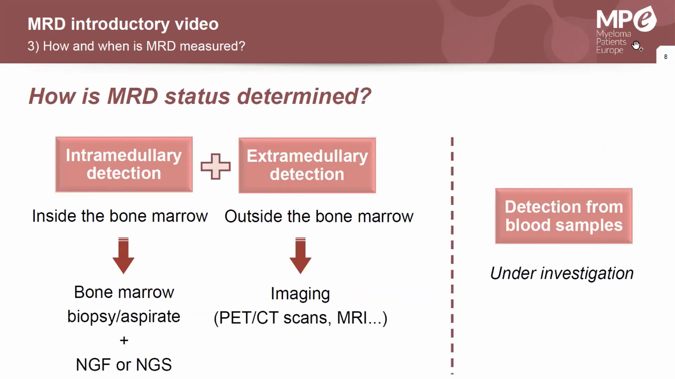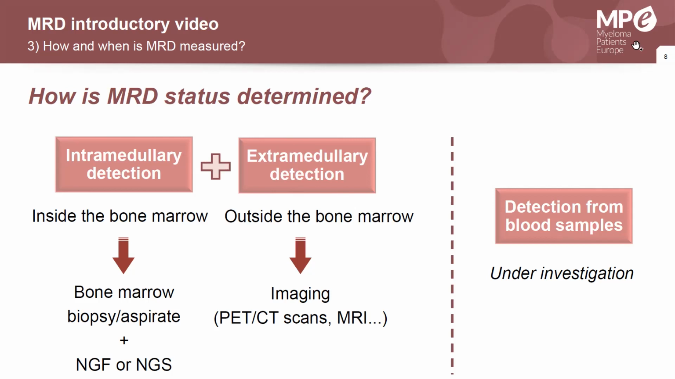So how is MRD status determined? Well, the detection of intramedullary MRD, meaning inside the bone marrow, requires patients to undergo bone marrow aspiration and or bone marrow biopsy to collect a bone marrow sample. Researchers and doctors also rely on imaging techniques to detect plasma cells outside of the bone marrow, and this is called extramedullary detection. Measuring MRD from blood samples instead of bone marrow samples is currently being looked at by researchers, but is not yet available.